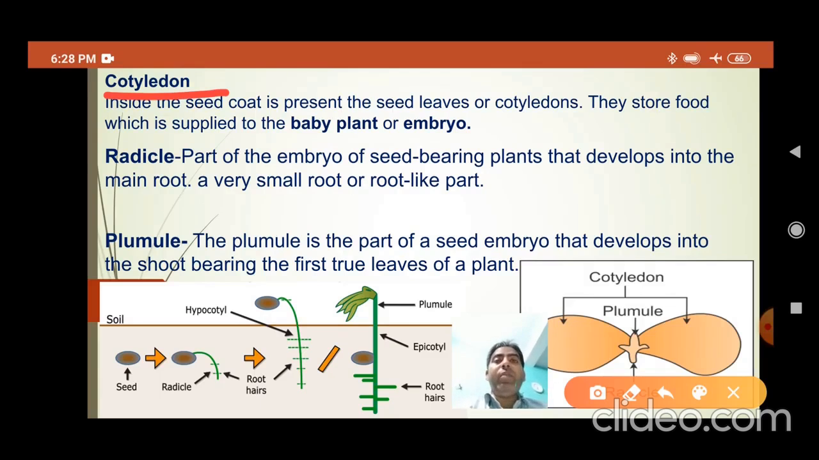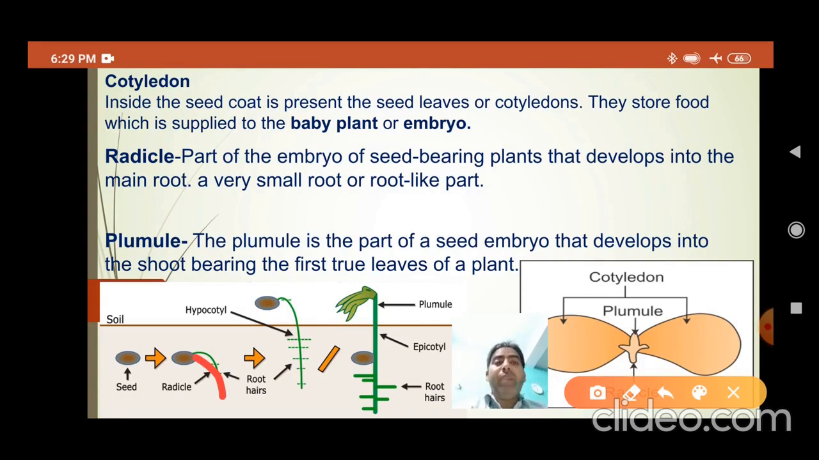Now we will read about the radicle and plumule. That is very important. What is radicle or plumule? The part of the embryo of a seed-bearing plant that develops into the main root. Here you can see that when the seed gets proper conditions, first of all the radicle grows downside, and this radicle develops into the embryonic root.